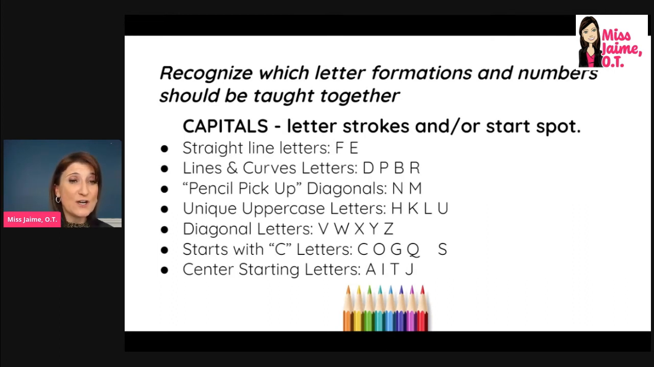Our center starting letters, we've got A, I, T, and J. I, T, and J are so easy to teach together. They have similar strokes. They start at the top and go down. A is kind of out there on his own. He's causing all kinds of trouble, and it's a little confusing as to why he's the very first letter of the alphabet. And that's why I always say we don't want to teach the letter A first, because he's got no other letters that have similar formations, and he's got diagonals. So he's more confusing. We don't want to start with A.